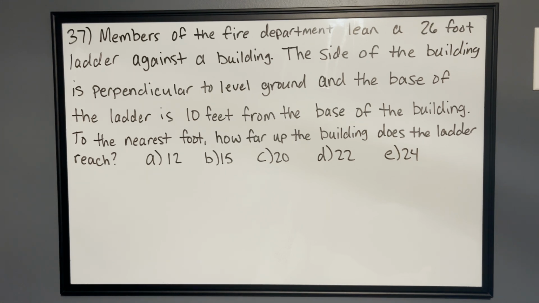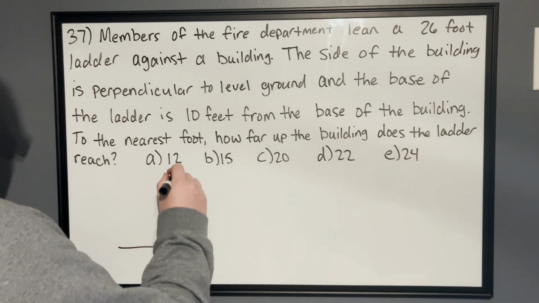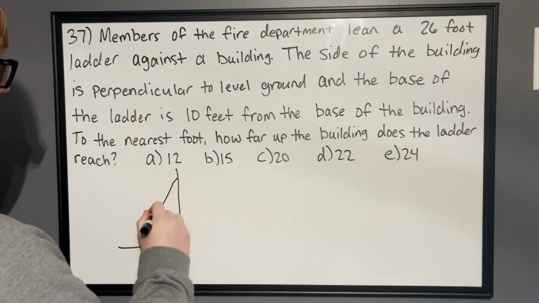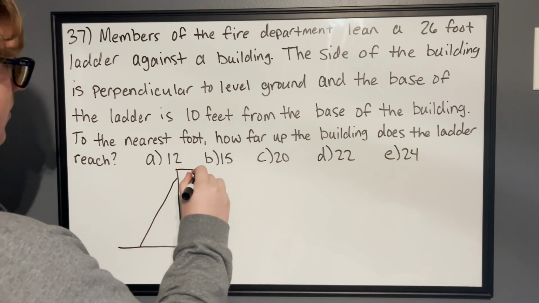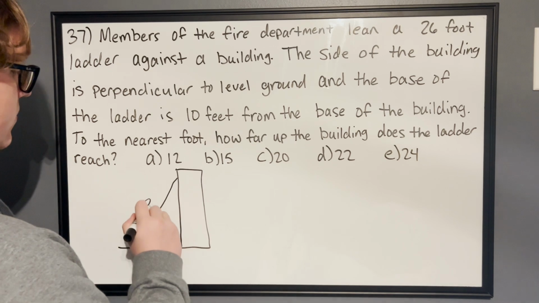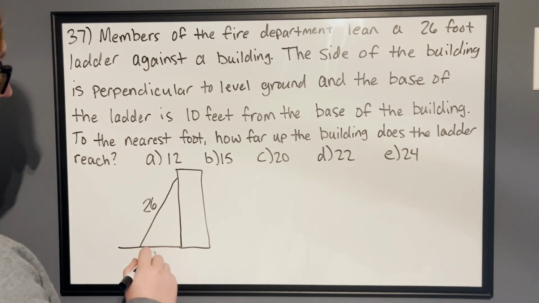So for a question like this, I think the best thing to do is always just to draw a diagram. So we're going to draw the ground right here. This will be the building, and then we will put the ladder down like this. So this is our building, then the ground and the ladder. And we know the ladder is 26 feet long, and we know that the base of the ladder to the base of the building is 10 feet.